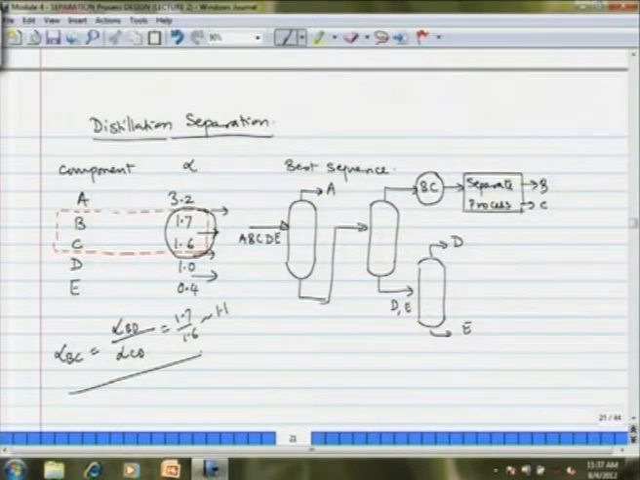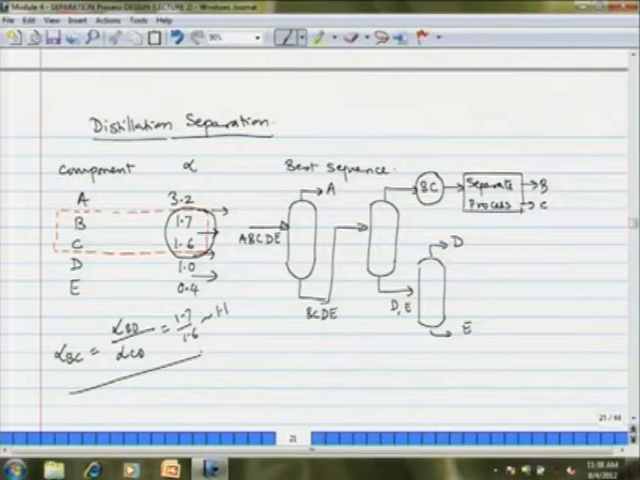Now, what I have shown aside is the best sequence for the separation of such kind of mixture. In the first column, all the 5 components A, B, C, D, E go in, A is taken off, and then B, C, D, E flow to the next column. In this column, the top product is a mixture of B and C.